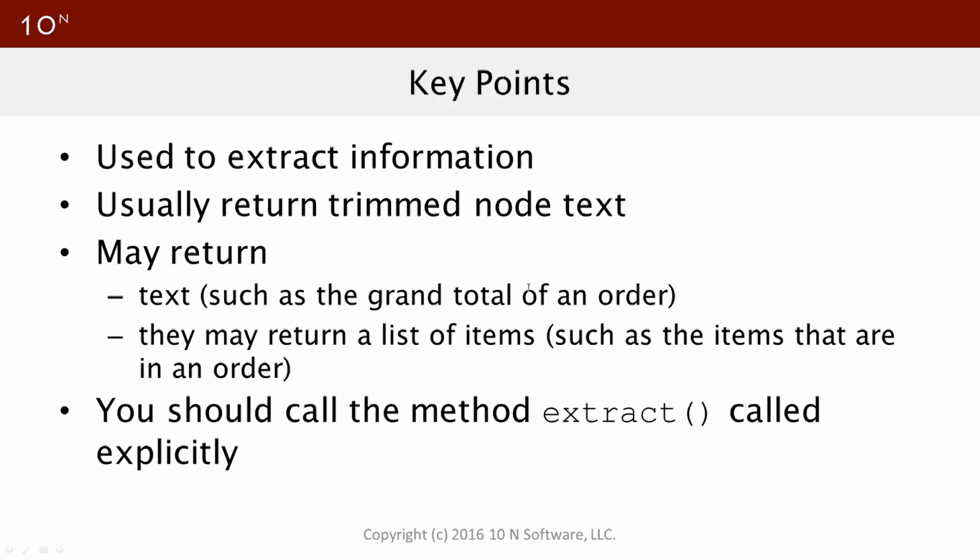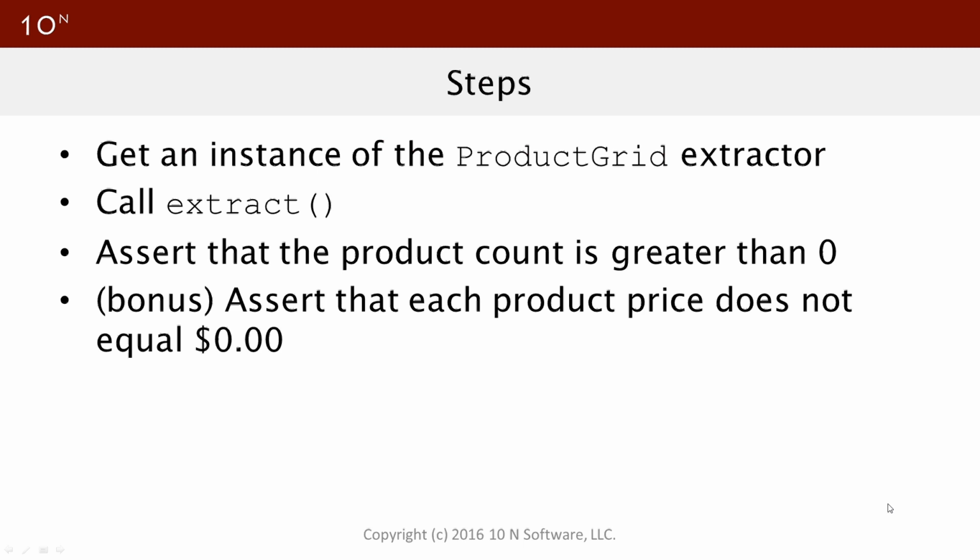Some of the key points to note about extractors. First of all, extractors are used to extract information from the HTML page itself. They're usually going to return a trimmed text node, which we didn't directly take a look at here, but is generally going to be true. It may return text, such as the grand total of an order, or it may return a list of items, such as the items that are in that order, or a list of products, as we saw in our example. And the last key point is that most extractors need to have extract called explicitly in your code so that it knows when it's time to actually do the extraction itself. Here are the steps for exercise number 5.